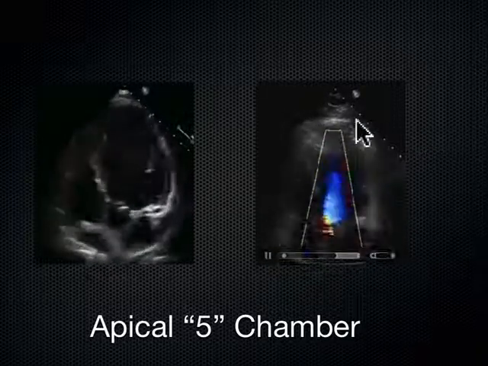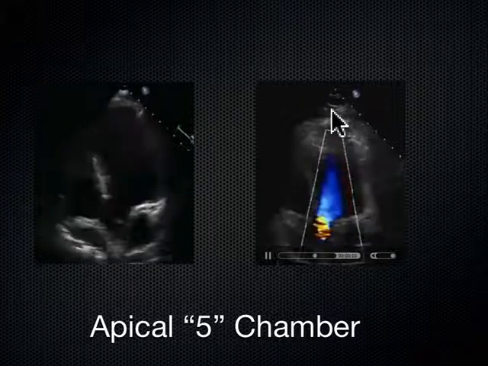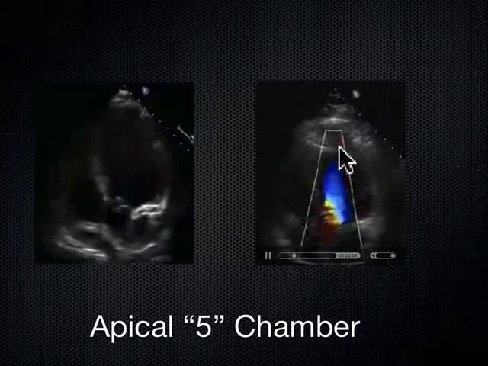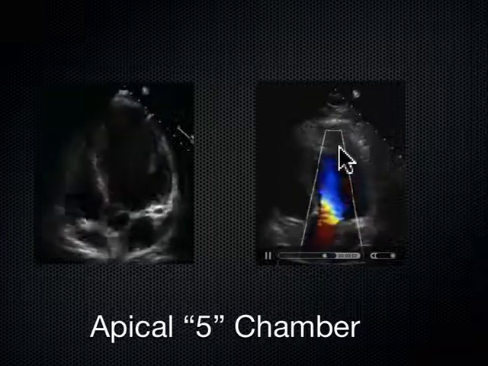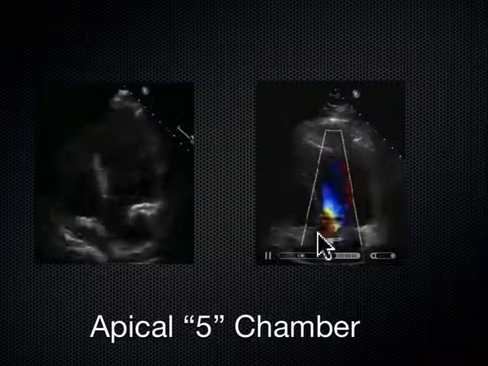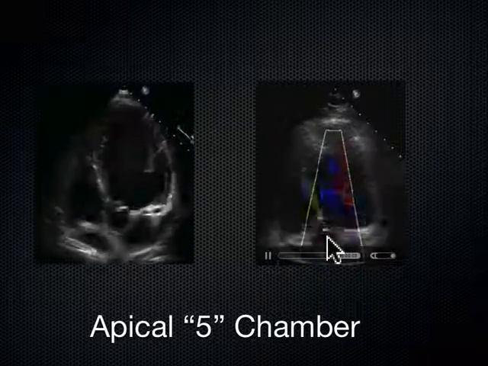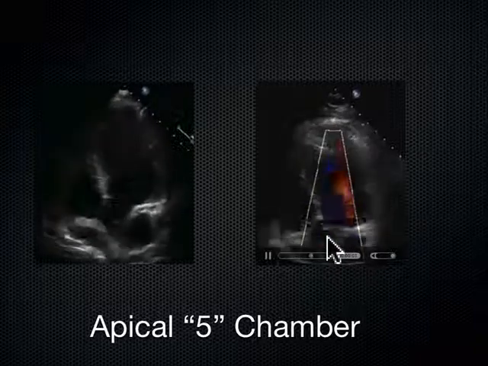Okay? We've got the transducer up here along that apex. During systole, we expect to see blue away right into the aortic valve. That's what we're expecting to see. That's normal because the blood's going through that aortic valve.